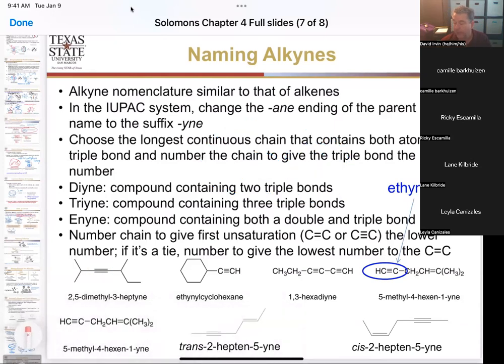Okay, so in the case of alkynes, we're going to drop the -ane from an alkane or the -ene from an alkene and add -yne, okay?